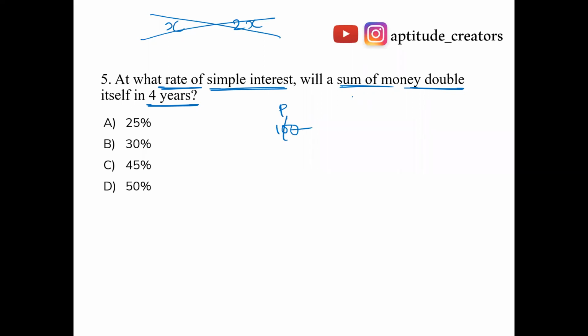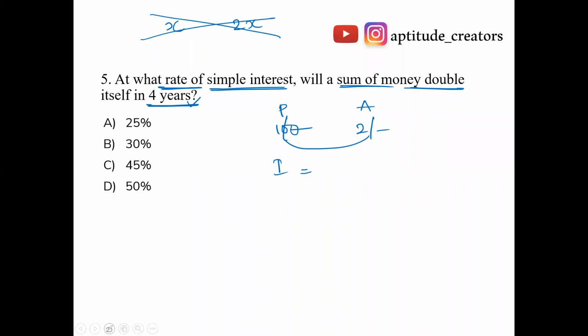If principal is 1 rupee, now what is the amount I can expect here? Sum of money becomes double. 2 times. Correct. 1 rupee becomes 2 rupees. How many years? 4 years. Correct. Now, what is the interest I can expect here? 1 rupee interest I can expect. 1 rupee becomes 2 rupees. Means I can expect 1 rupee is the interest. Now, what is the person asking? Rate of interest. Interest for 1 year divided by principal into 100.